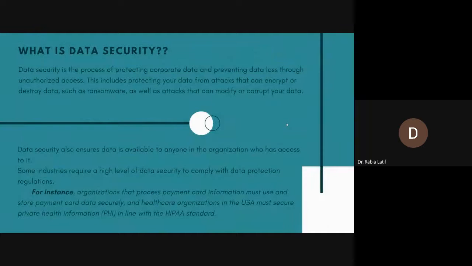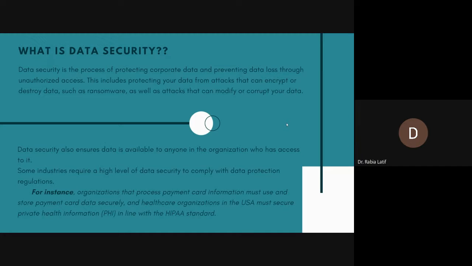Okay. So before moving towards the vulnerabilities, I want to tell you what is data security. Data security is the process of protecting corporate data and preventing data loss through unauthorized access. This includes protecting your data from attacks that can encrypt or destroy data. For example, ransomware. As we all know, in ransomware, usually the attacker targets your data, encrypts it, and then asks for money, which is usually paid in Bitcoins.